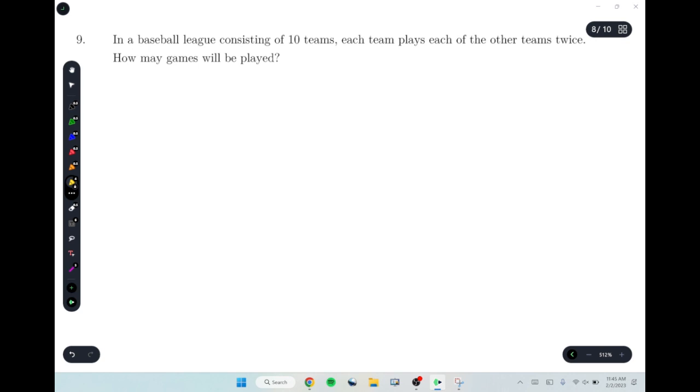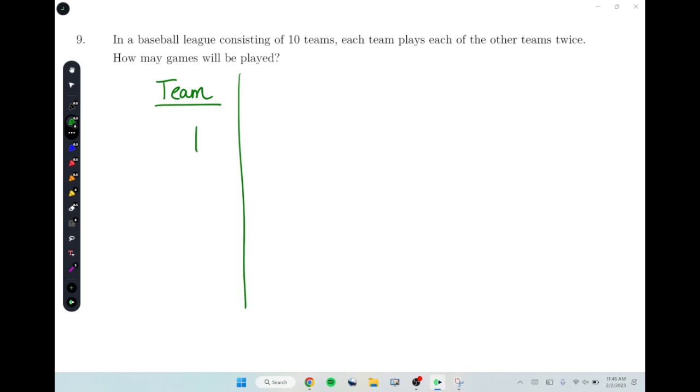Okay. Baseball League has 10 teams, and they each play the other teams exactly twice. You can assume they mean exactly, not just at least. How many games will be played total? So let's just take it one team at a time. This is how I end up doing it in the notes. One team at a time. Here's team one. Let's call them green team. Team one.